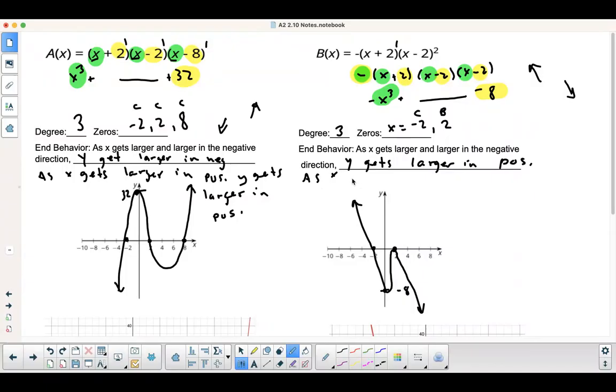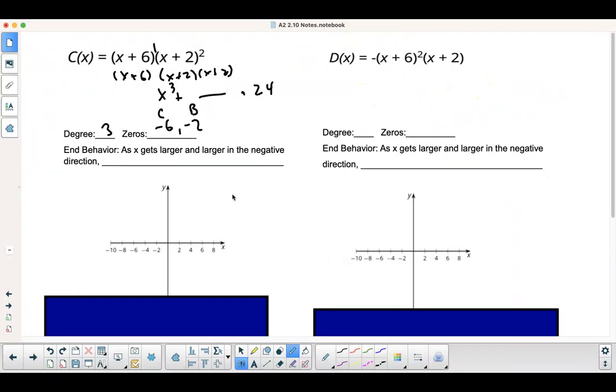And as x gets larger in the positive direction, y gets larger in the negative. All right, so over here, my picture looks like this.